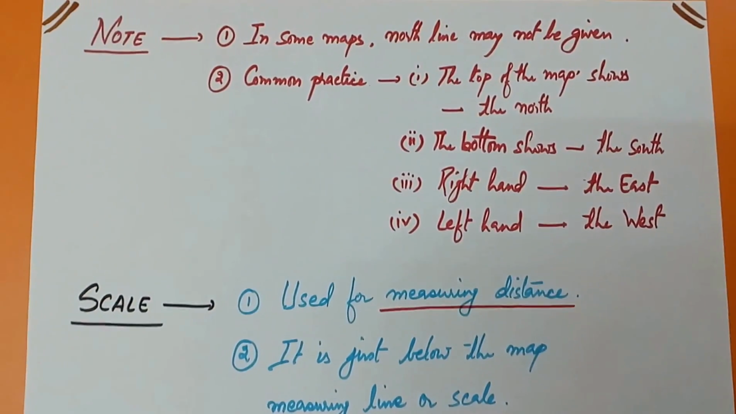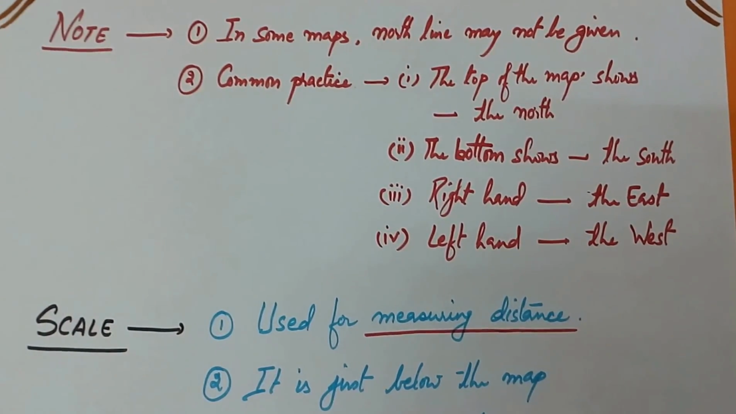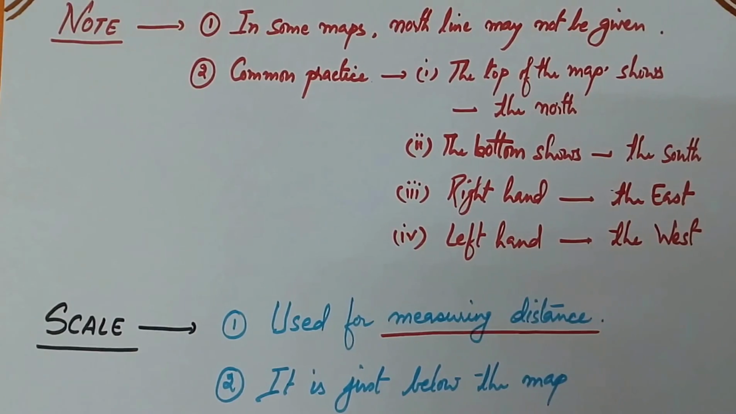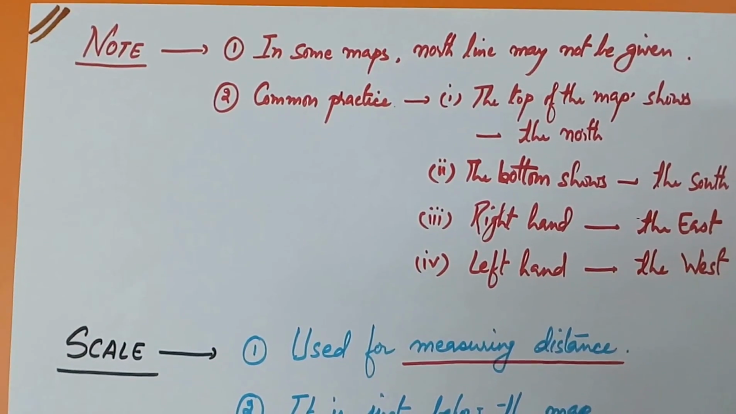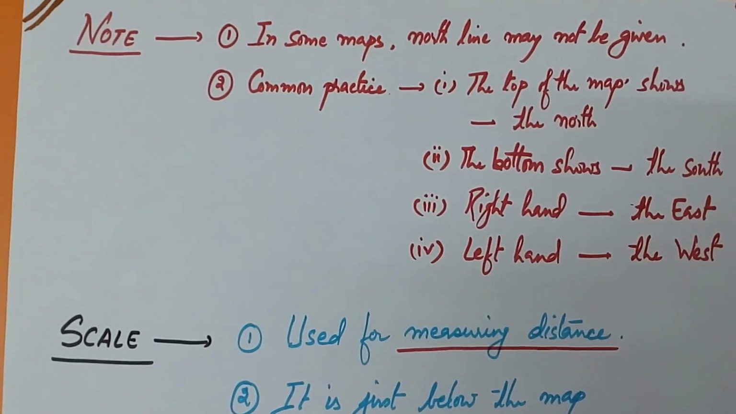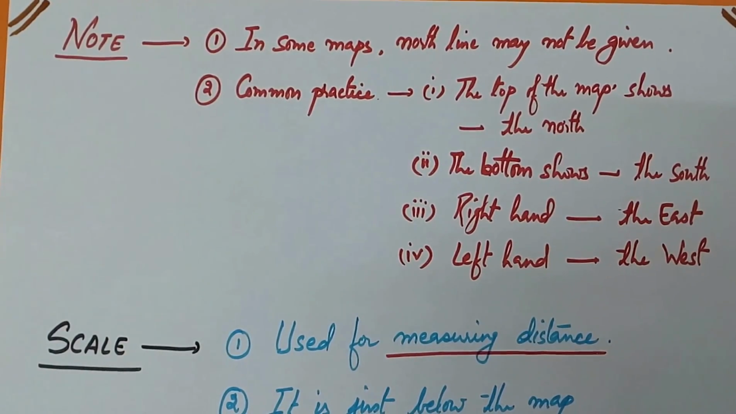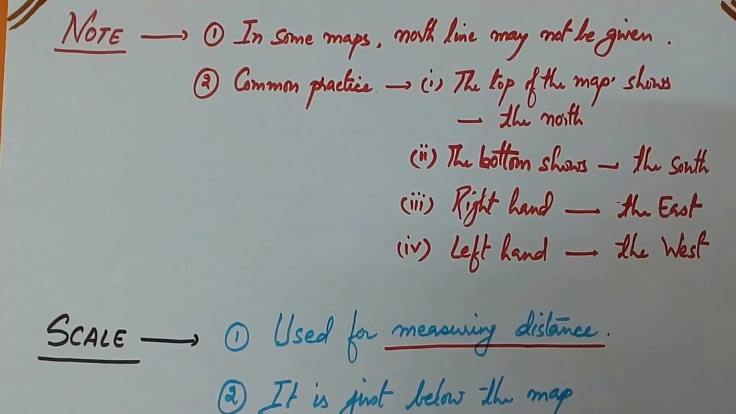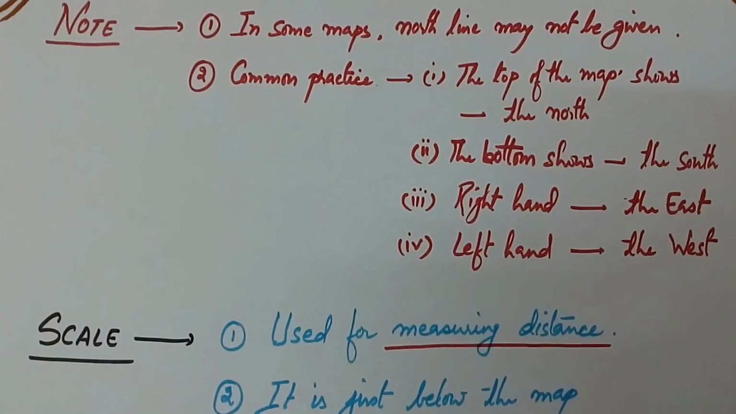Note here, in some maps, the north line may not be given. For common practice, the top of the map shows the north direction, the bottom shows the south direction, the right hand is shown by east and the left hand shows by west. But when we talk in map language, we do not say top, bottom, right hand or left hand. We say north, south, east, west.